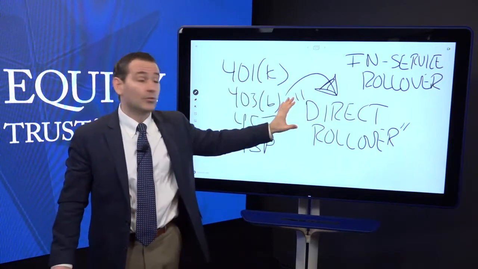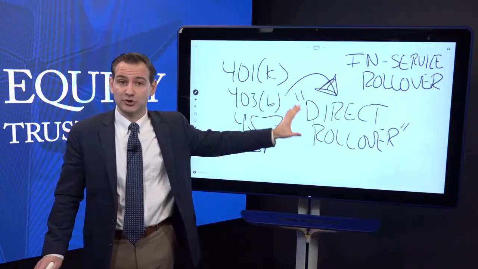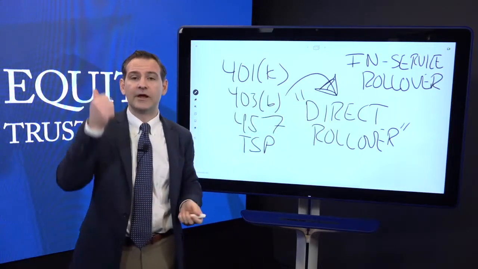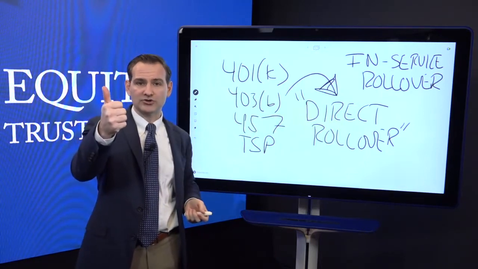And remember, when you're ready to do this, you want to make sure you call your plan administrator and initiate a direct rollover. So step 1, open your account with an Equity Trust Company.